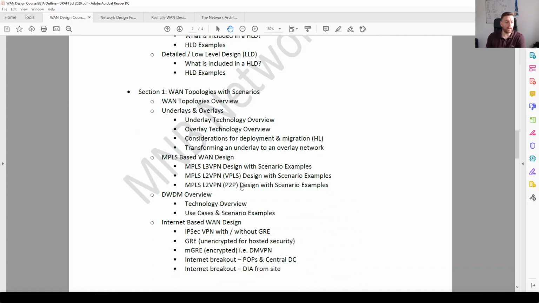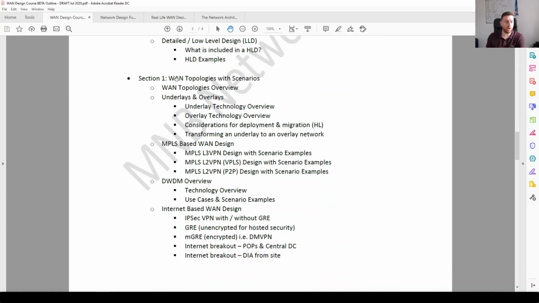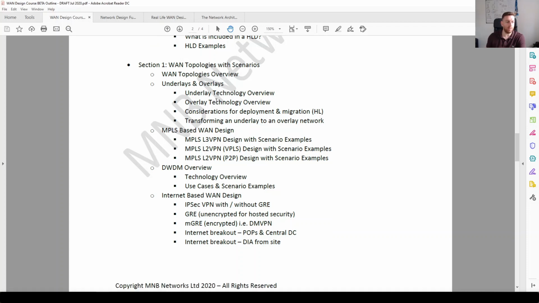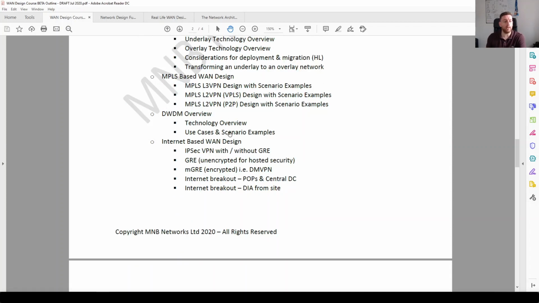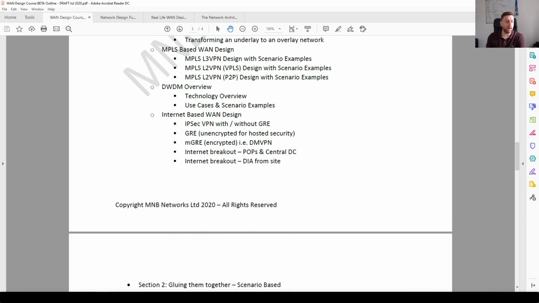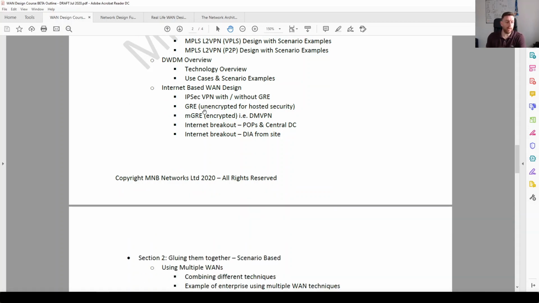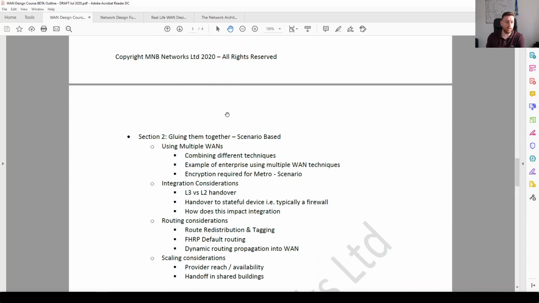Then we have the 6 sections. Section 1 is WAN topologies, and we can see that these have really been broken out into quite a detailed explanation. For section 1, we'll do WAN topologies overviews, we'll talk about underlays and overlays, MPLS based enterprise WAN design, DWDM, dark fiber, and internet based design before moving on.